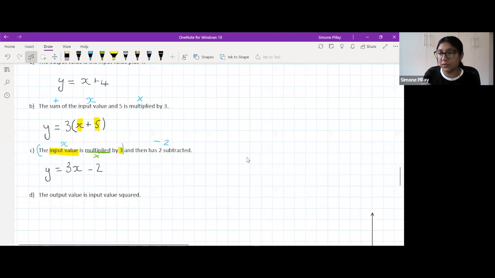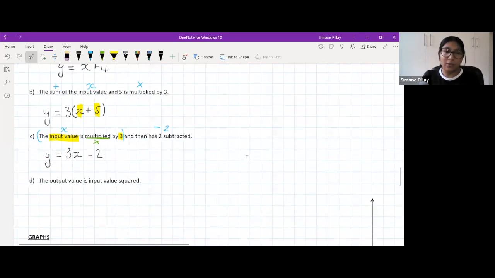Can you replace it for swapping x and y? Yes, you can, because that changes your inputs and your outputs. And then you'll get different answers when you put that in. Okay, I hope that all makes sense.